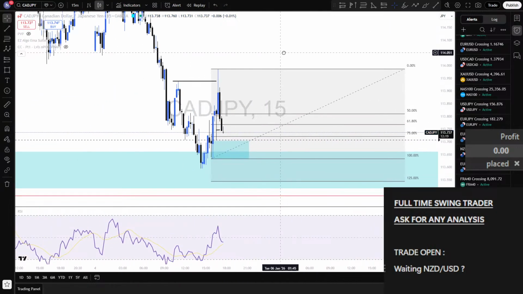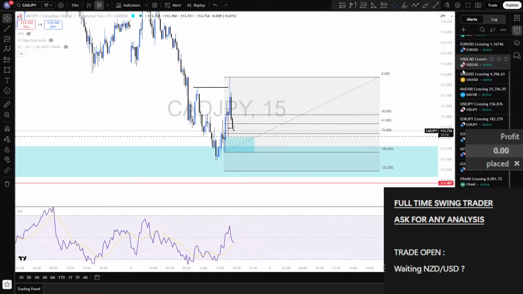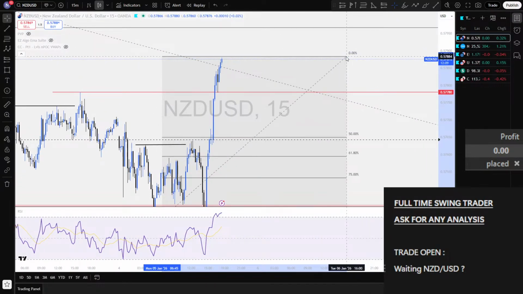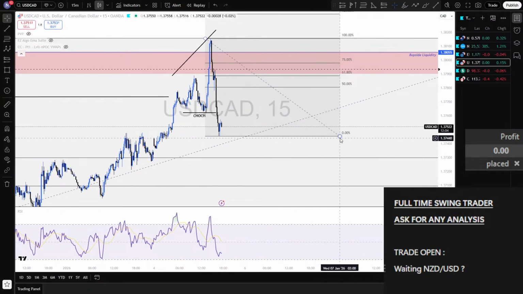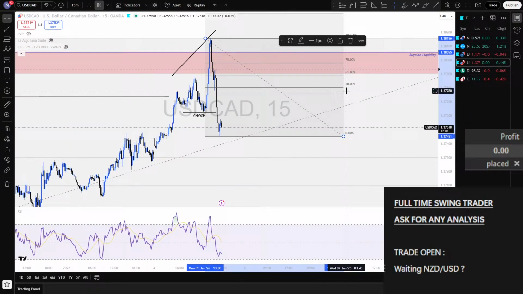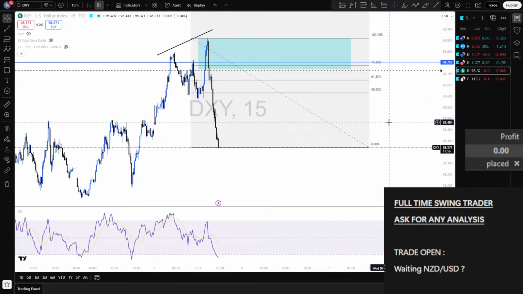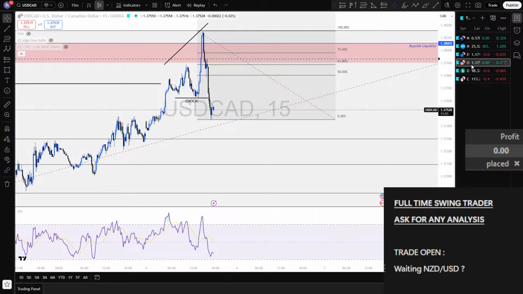Anyway, CAD JPY, we'll see if it gives something. And NZD USD, like I said, it's without me, unfortunately. USD CAD, same, we'll see once it pulls back. DXY, if it pulls back, same. Don't hesitate to ask if you have any other question or if you want my opinion on something. And if not, I'm gonna leave soon.